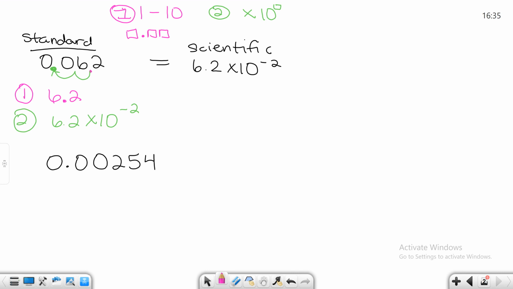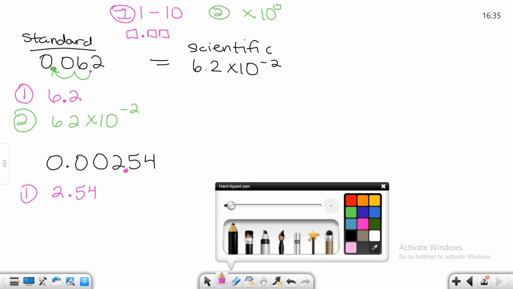At first thought, I think, well, why don't I just put it here? Well, if I look at that value, that's actually 25.4. So I cannot put that there. So what I can do is I can place it between the 2 and the 5. That gives me 2.54. That is a number between 1 and 10.